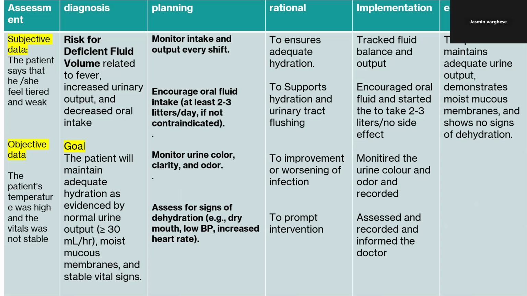Then planning, assess for signs of dehydration, to prompt intervention, to enhance the intervention. And in implementation, assessed and recorded and informed the doctor. Okay. And in the evaluation column, based on the goal, the patient maintained adequate urine output, demonstrates moist mucous membranes and shows no signs of dehydration. So in that way you have to compare your goal and evaluation always.